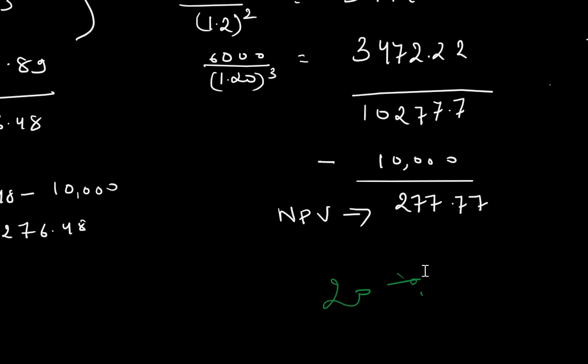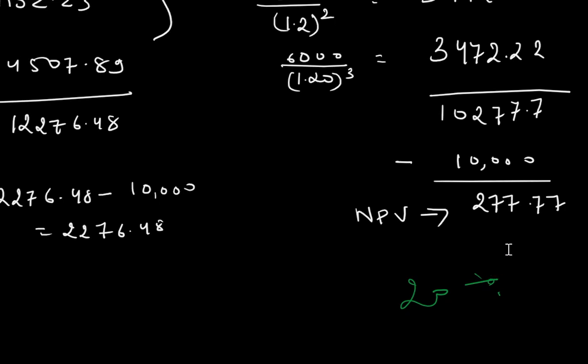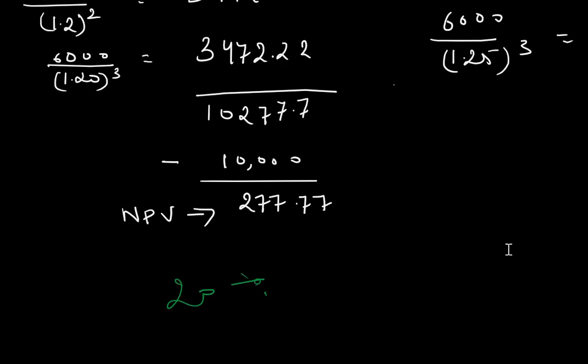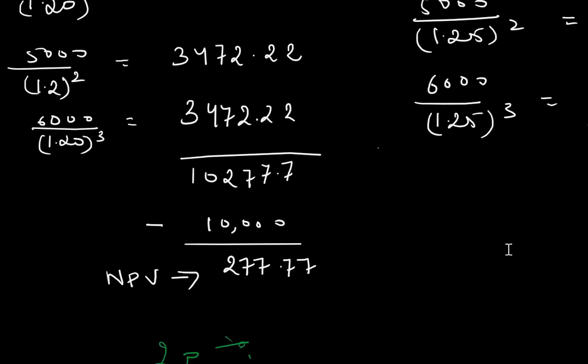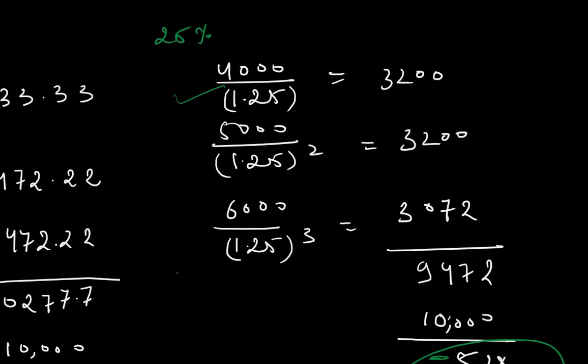Now I'm going to increase only 5% because earlier we increased by 10% and we came to this point where we are left with 277.77. So I've increased it by 5% and now we have 25%. Now we will calculate the NPV using the 25% discount rate, and again we will calculate the present value for each cash inflow and subtract it from the initial investment.